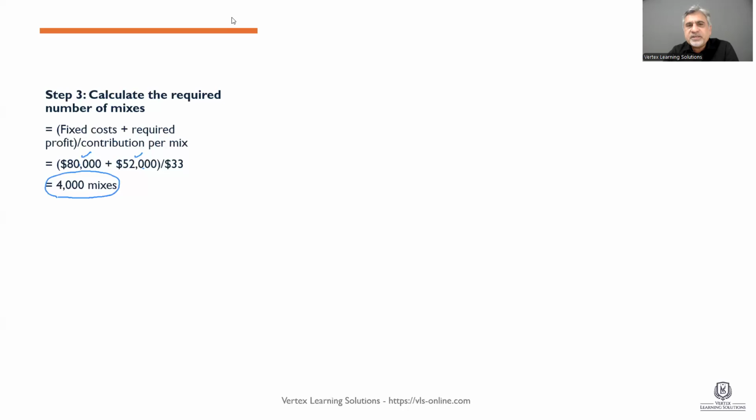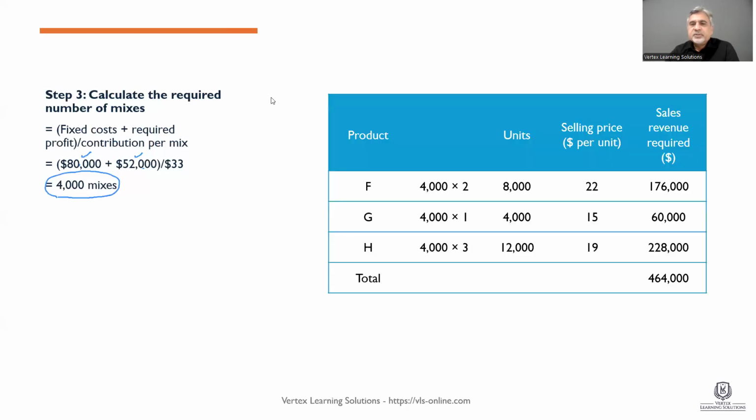So now I need to see how many units I need to make. So 4,000 mixes I will make for F times 2, for G times 1, for H times 3, because this was the ratio of the quantities. So it means I must make 8,000 units of F because 4,000 are mixes, and in each mix there are 2 F. So total quantity of F will be 8,000. G is 4,000, H is 12,000, and then the selling price was 22.